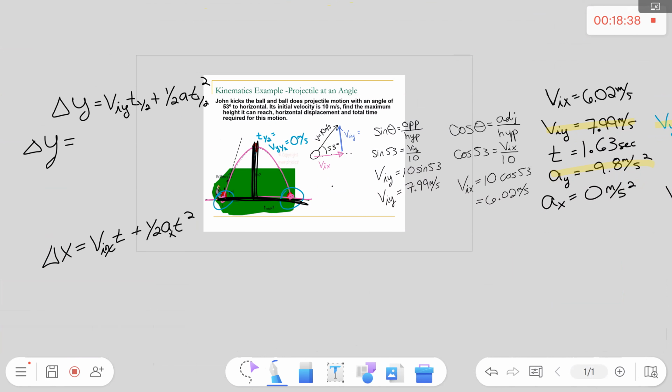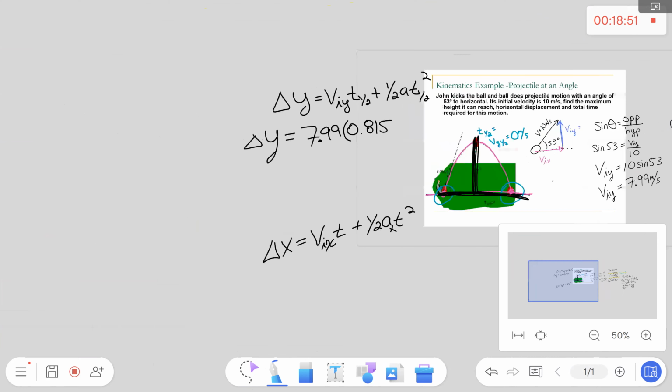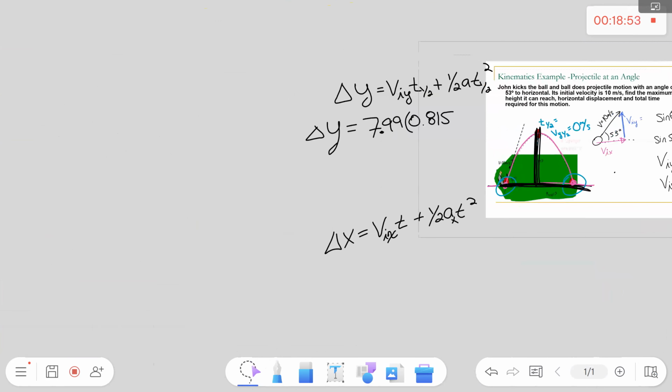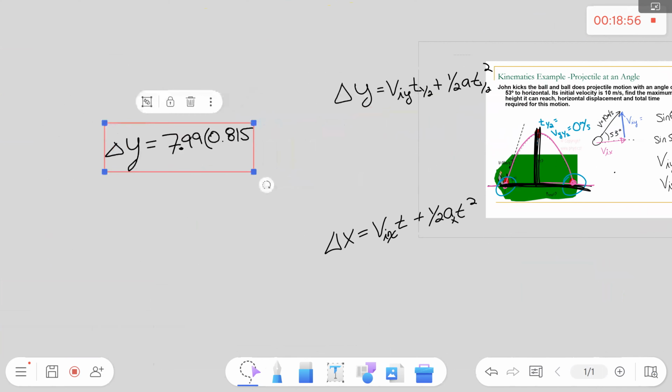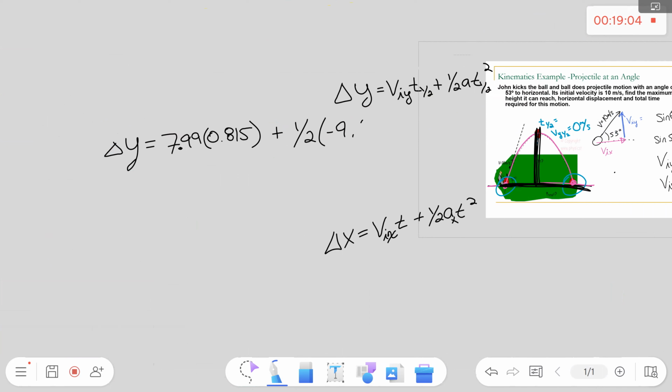Delta y equals initial velocity in the y direction, which is like 7.99 times 0.815. I'm running out of space. Plus 1/2 negative 9.8 times 1.6, nope, wrong time, 0.815 squared.